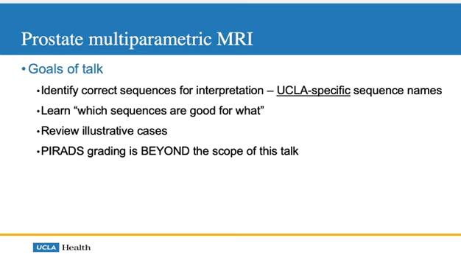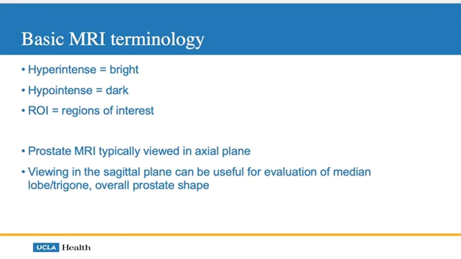I'd like to be clear that the PIRADS system, which many of us have become very accustomed to, is beyond the scope of this talk. We will not attempt to go into the PIRADS grading system, as that is a significant topic unto itself and is beyond the scope of this very introductory level talk. So we'll start with some basic MRI terminology.